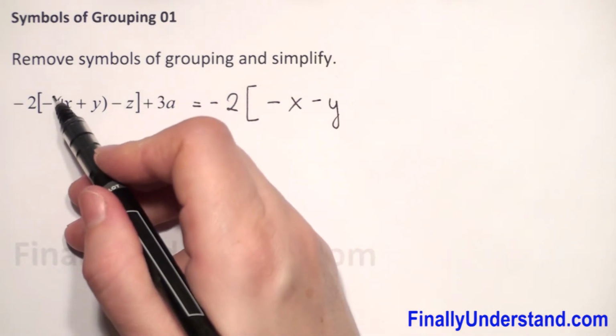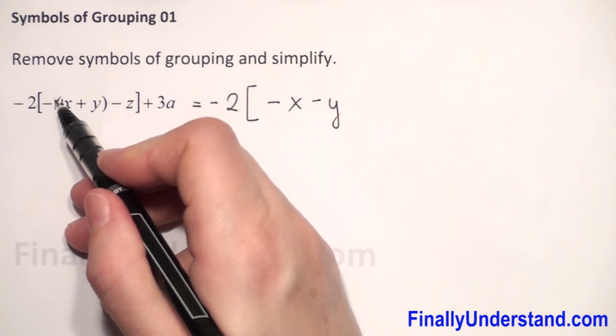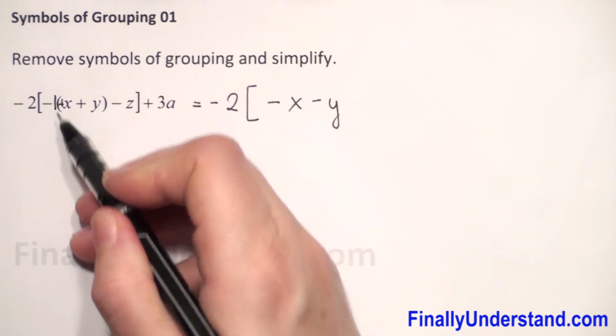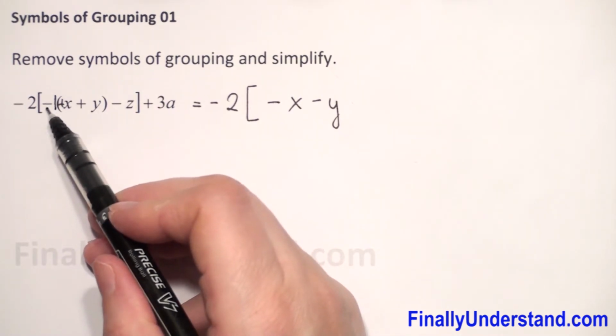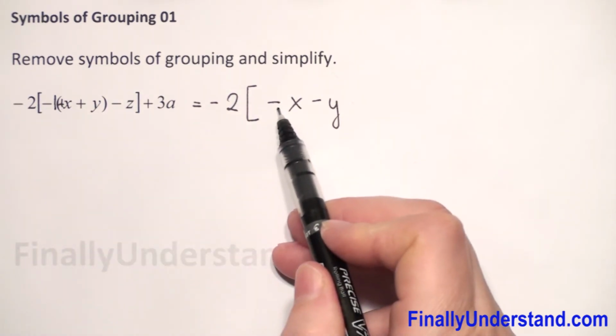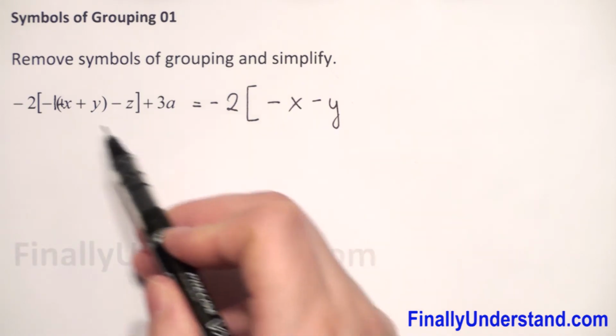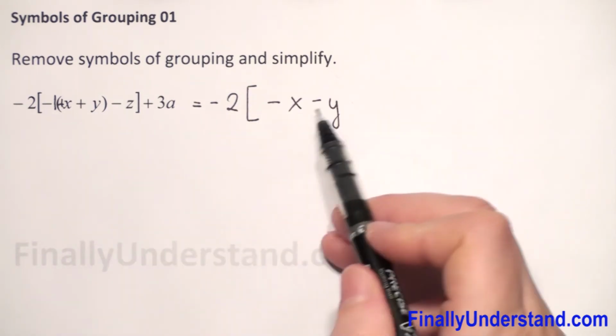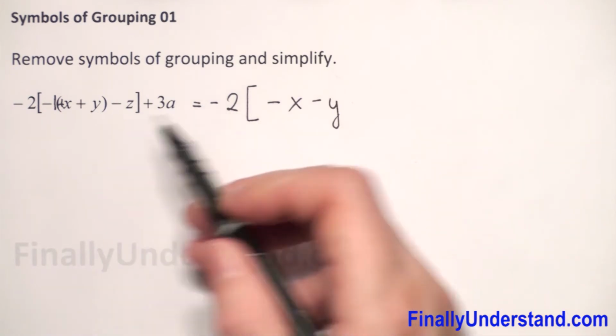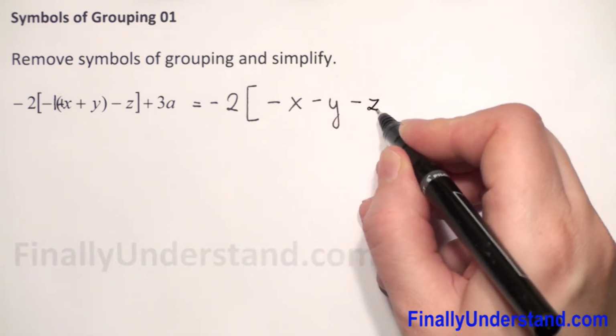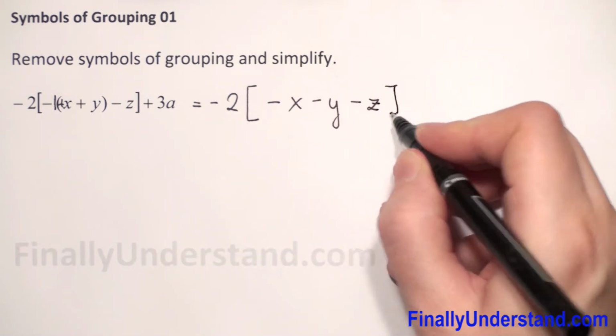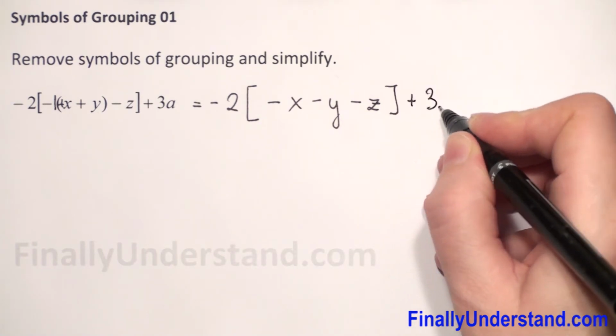Here is like an invisible one. In other words, we have to multiply every expression inside parentheses by -1. Negative times positive gives me negative. I don't have to write 1. Negative times positive is negative, so everything is correct. Next we have to copy negative z. Close brackets, and we have plus 3a.